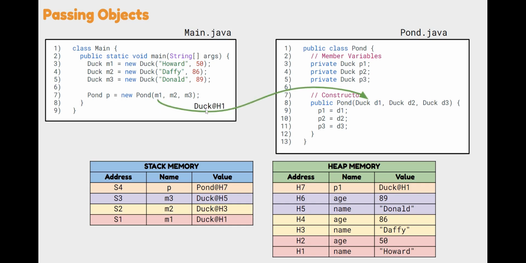M1 is that reference duck at H1. We can see that in our stack memory. That goes into the first parameter of the pond constructor. We're going to call that D1. D1 then gets assigned to the instance variable of P1, and so that's the P1 that is our member variable. In our heap memory, we are going to get P1. P1 is going to hold a reference to the duck at H1.